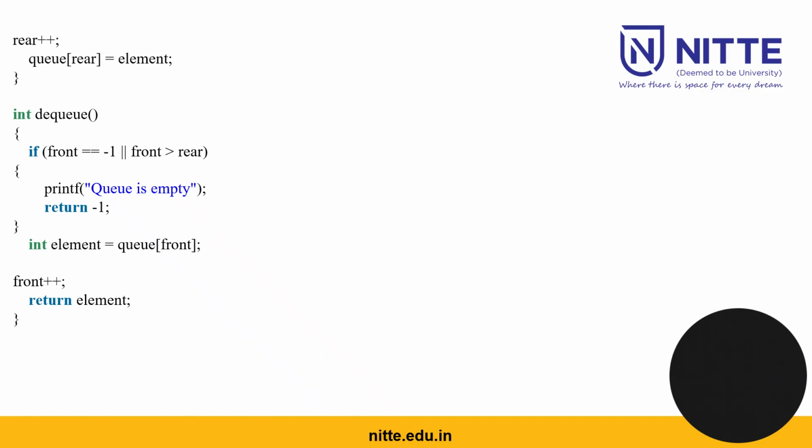Next you will increment the rear, rear plus plus. Then you will assign the element here, q of rear. So you will insert the element at the rear side of the q. That is why we will write q of rear is equal to element. So this is the enqueue operation.